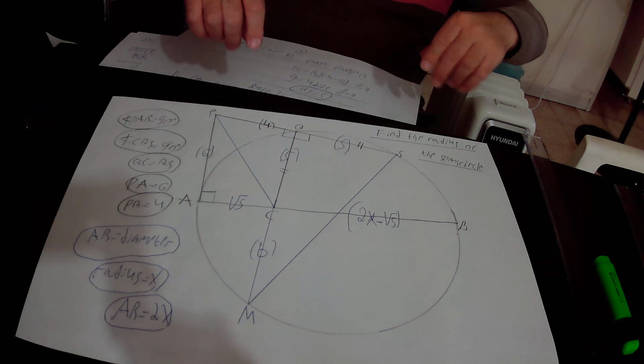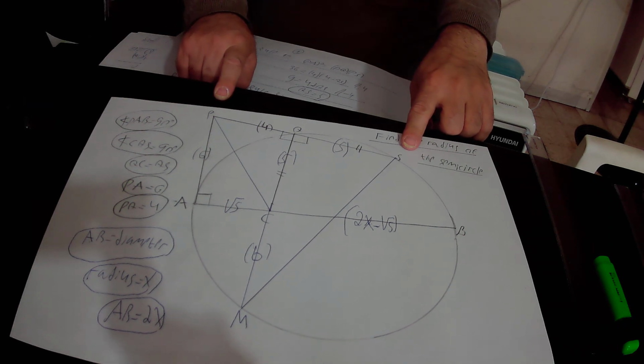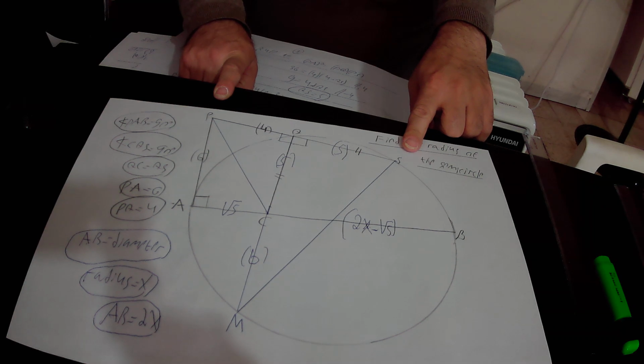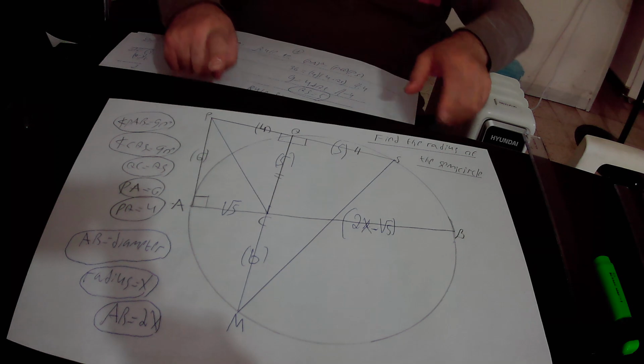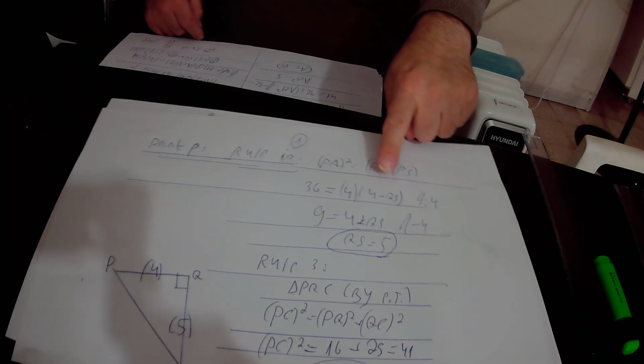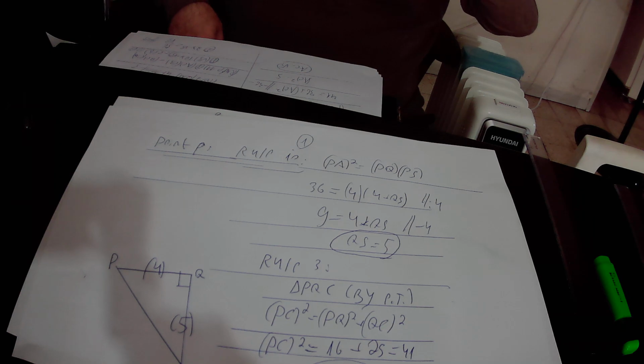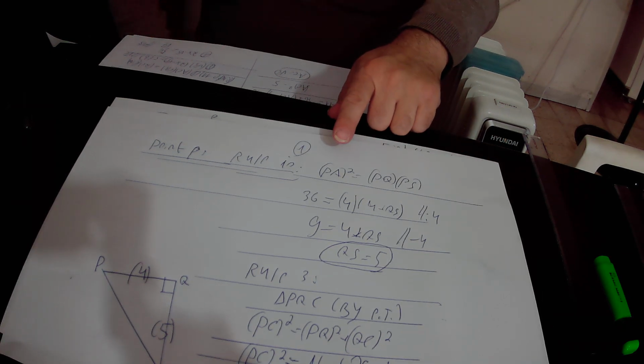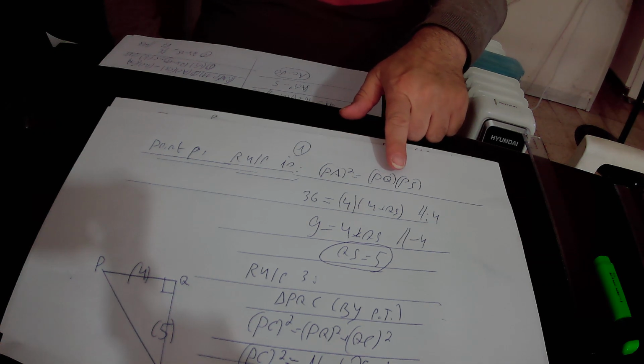What is the length of PS? PS in total equals PQ plus QS. That is to say, PS equals PQ, that is 4, plus QS. So in total, PS equals 4 plus QS. So in conclusion, we found out that according to rule number 10, 36 equals 4 times (4 plus QS).